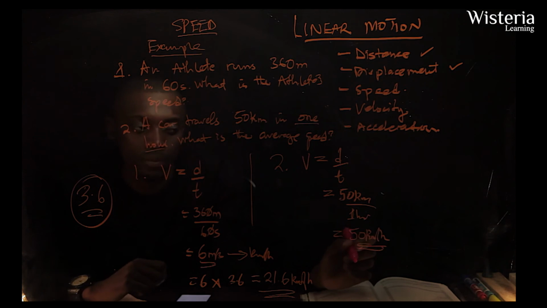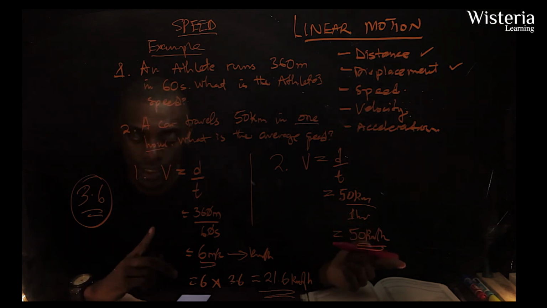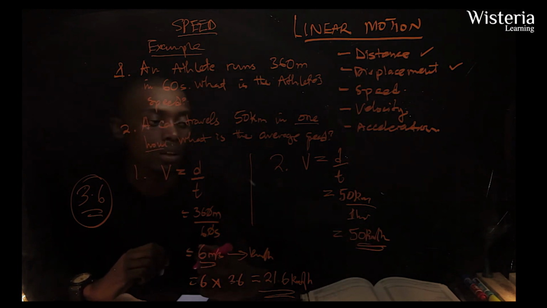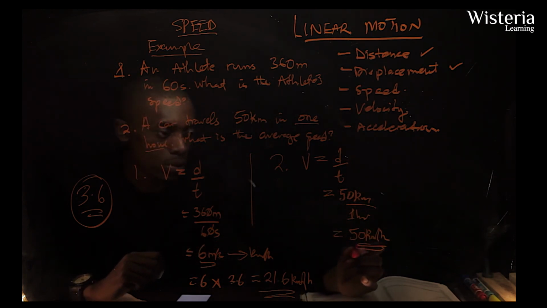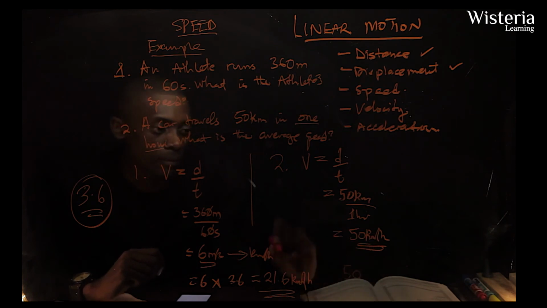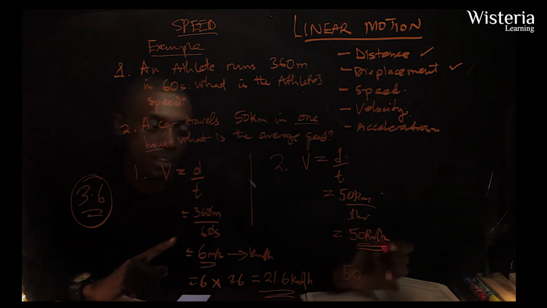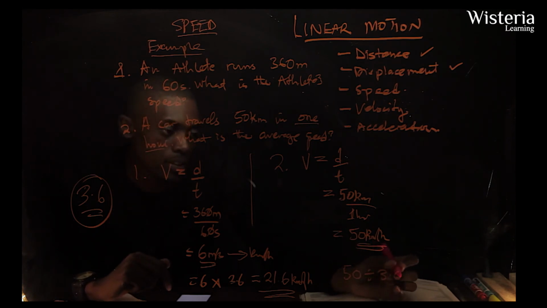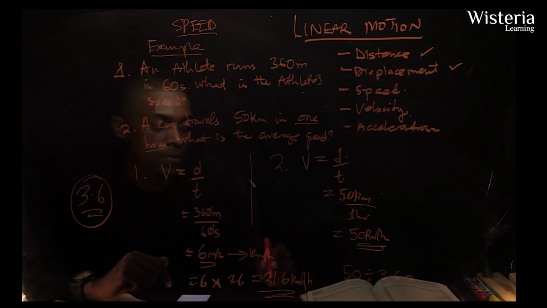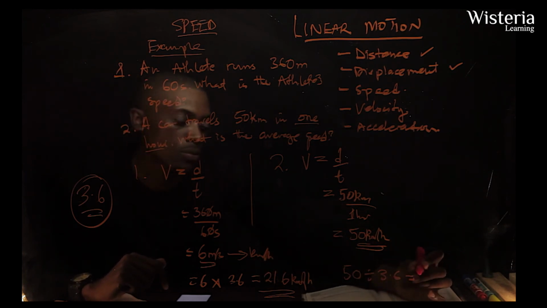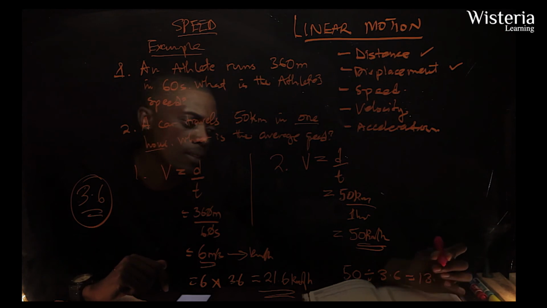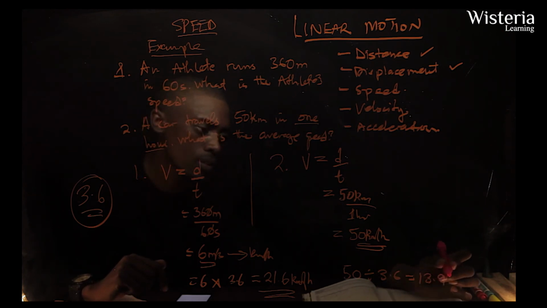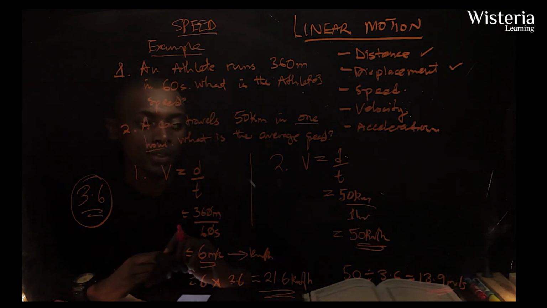What if we had been asked to convert this unit to meter per second, which is the SI unit? Well, you get your value which we are given. Then in this case, we divide it by the converting factor, which is 3.6, and when we divide, we get our value to equal 13.9 meters per second. So there we go.